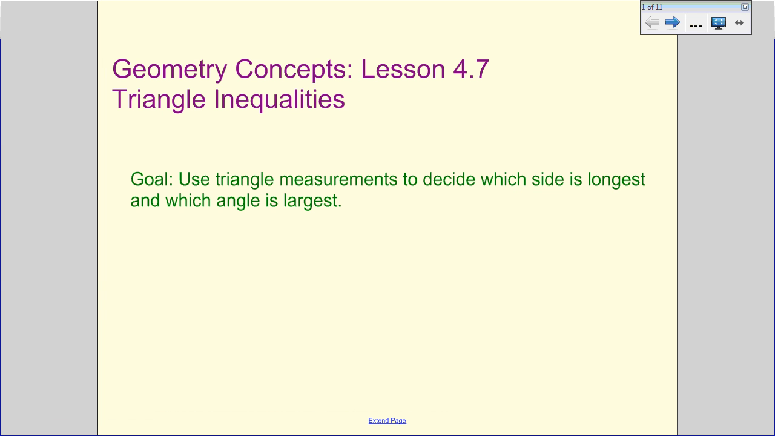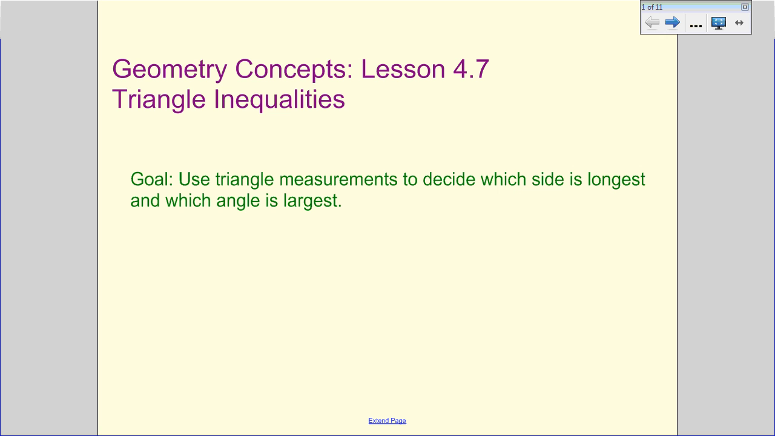Alright, ladies and gentlemen, I'm going a little bit out of order. I'm going to do lesson 4.7 before 4.6, because we're going to take a look at what we call triangle inequality. And what we're going to do is use triangle measures to decide which side is the longest and which angle is the largest. And then we use that triangle inequality theorem to decide, does it actually even make a triangle?